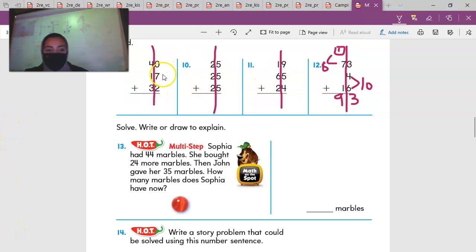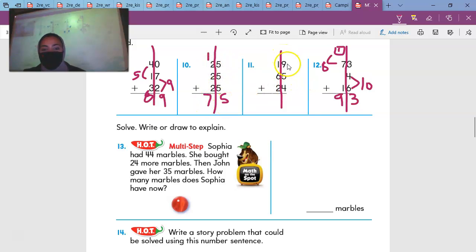Okay, so let's move on. 7 plus 2 is 9. 4 plus 1 is 5, and 5 plus 3 is 8. 89. This one, 5 plus 5 plus 5, that's 5, 10, 15. 1 goes in the tens place, 5 stays in the ones place. That's 2, 4, 6, plus 1 is 7. Your answer is 75. You can also think of this one like 3 quarters. Each quarter is worth 25 cents. 3 quarters is 75 cents.